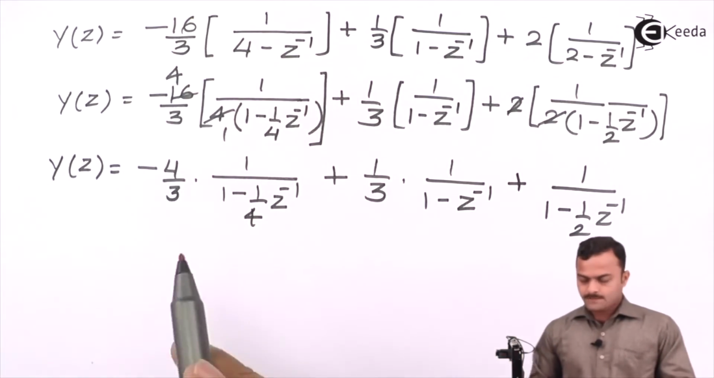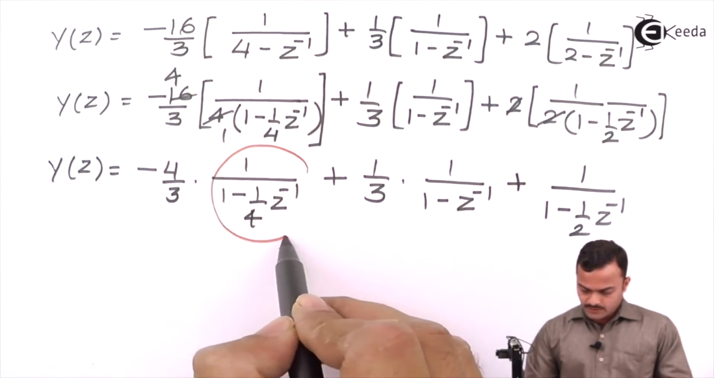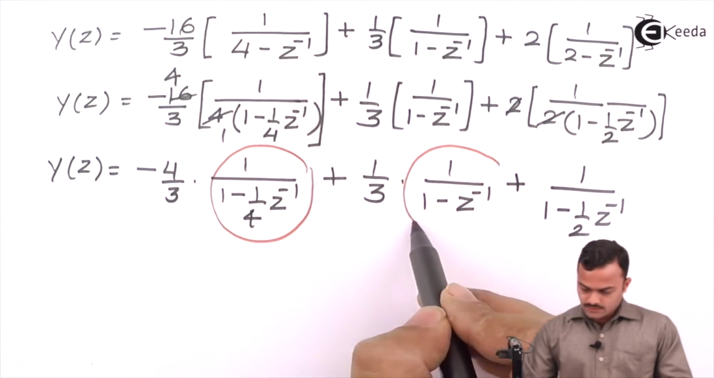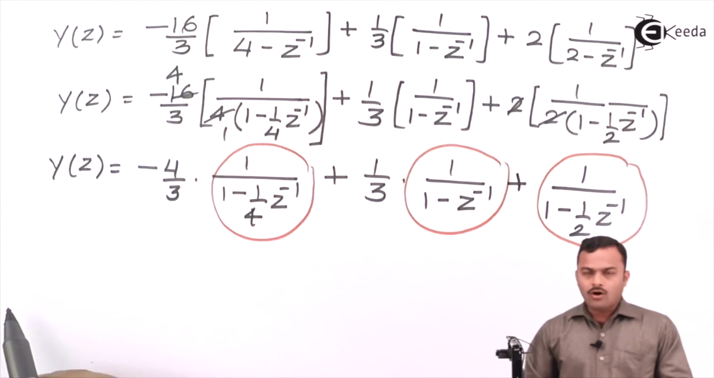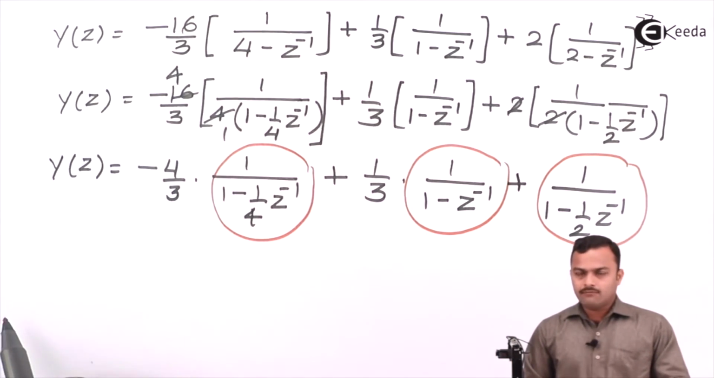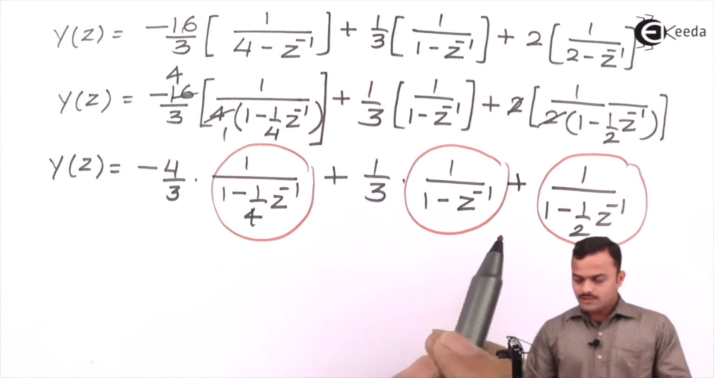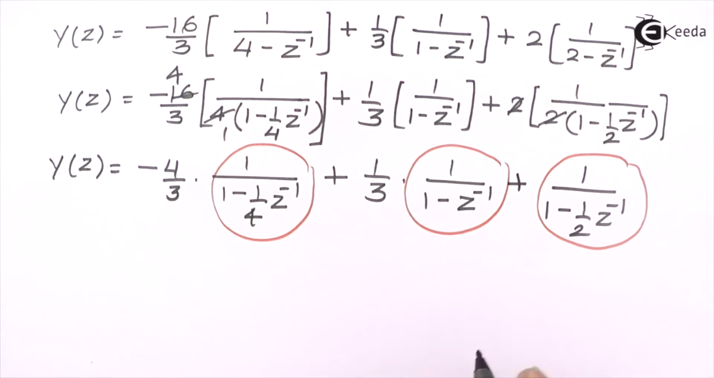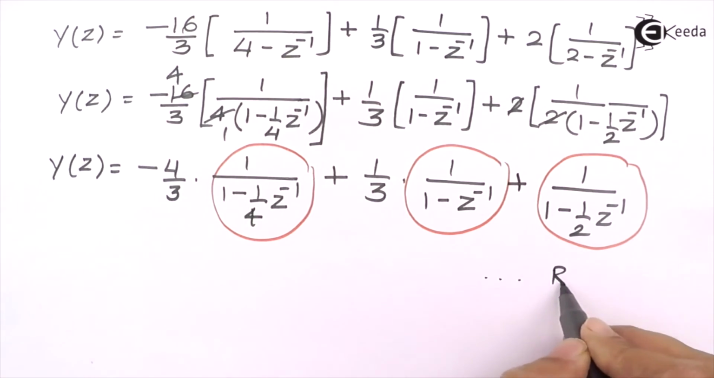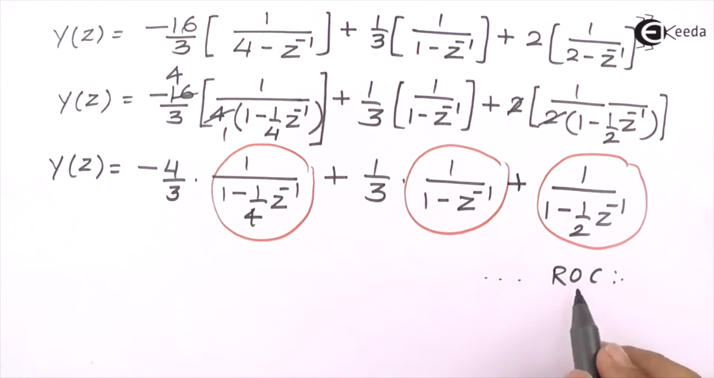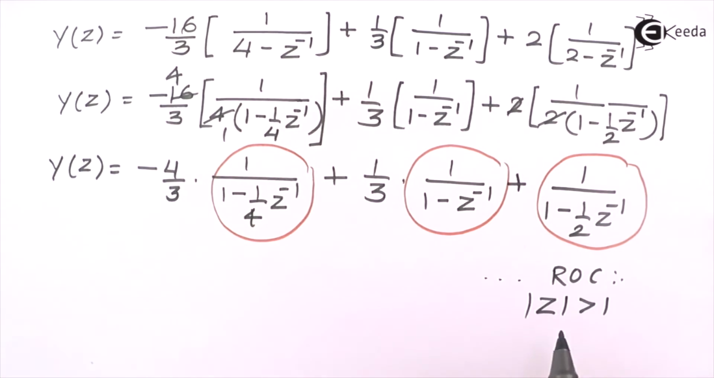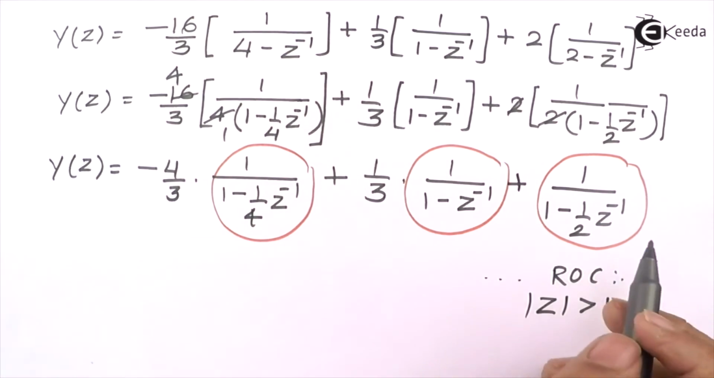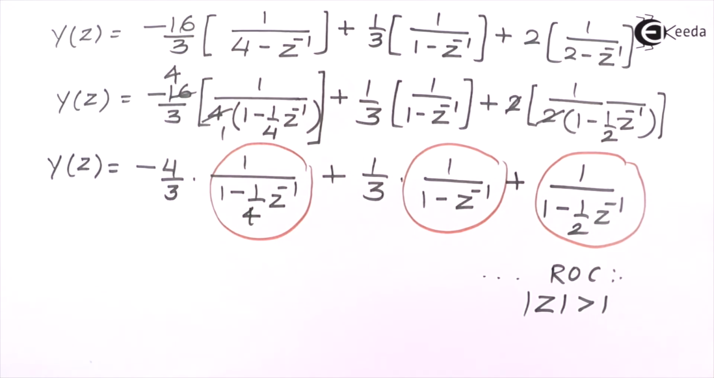What is the use of this? Because every term over here will give you a raised to n u of n, or a raised to n u of n minus 1. All depends upon what is the ROC. So here comes the technique of ROC. So in the end we got the ROC as mod z has to be greater than 1. For this ROC we need to check what would be the final answer.